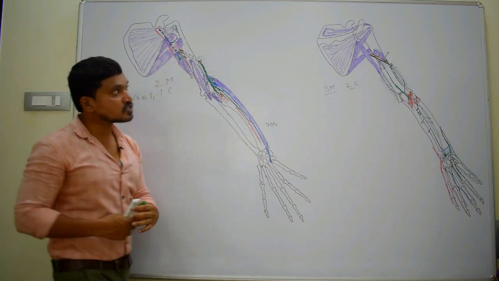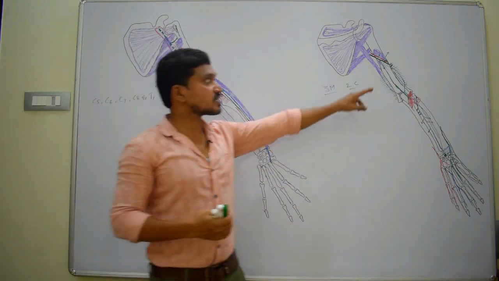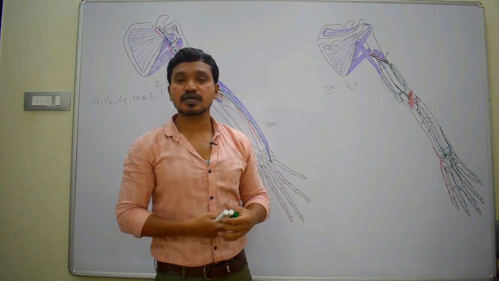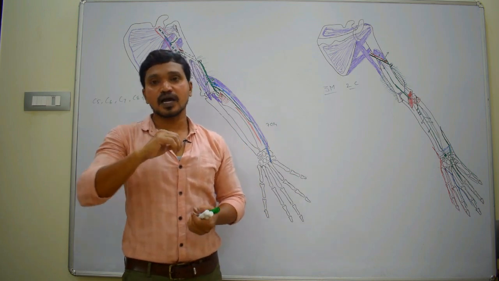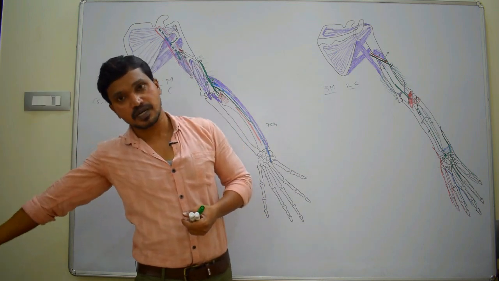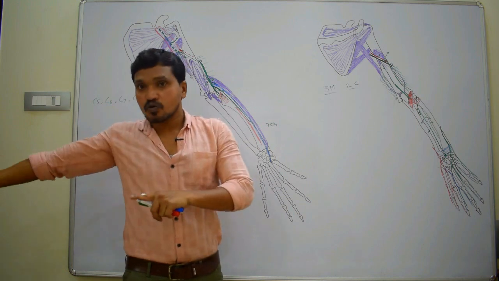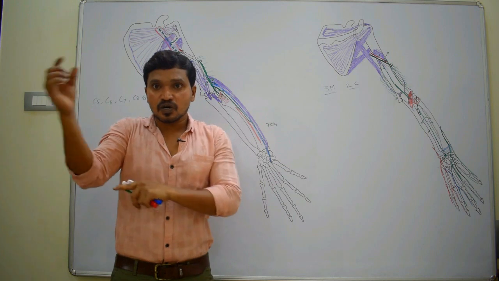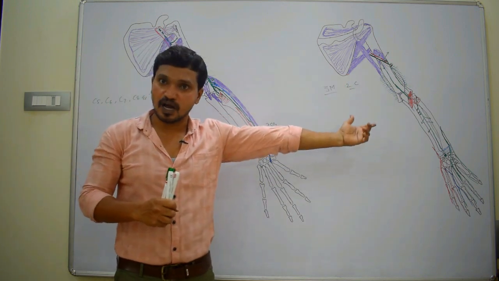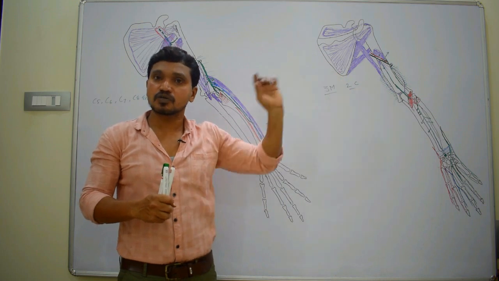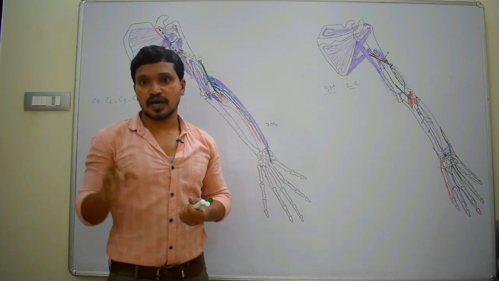Then, if the injury happened in the spiral groove, when will that happen? Because of a fracture of the humerus at this level, or otherwise Saturday night palsy. Whenever a person is intoxicated and sleeps over an armchair, there will be compression between the spiral groove and the wood of that armchair, which leads to temporary paralysis. That means temporary radial palsy. After that, it will recover if the injury is minimal. That condition is what we call Saturday night palsy, right?